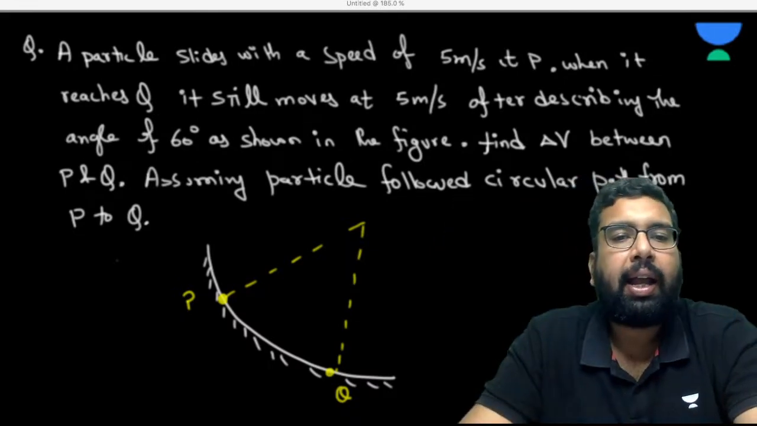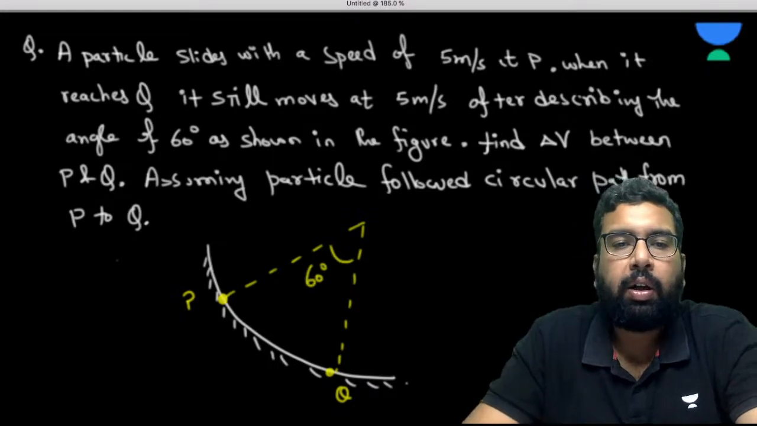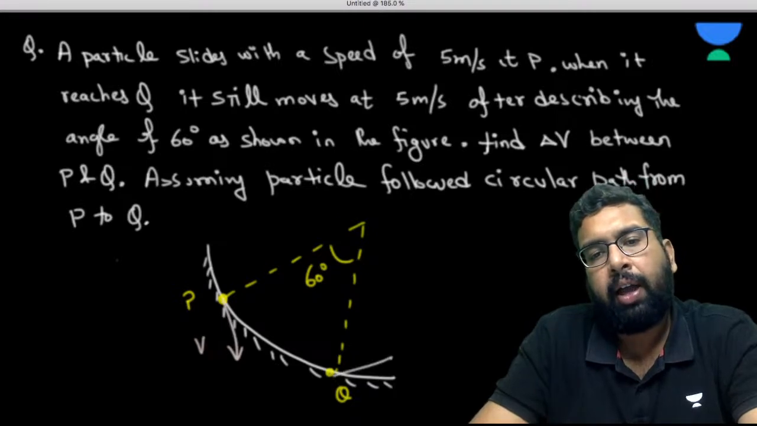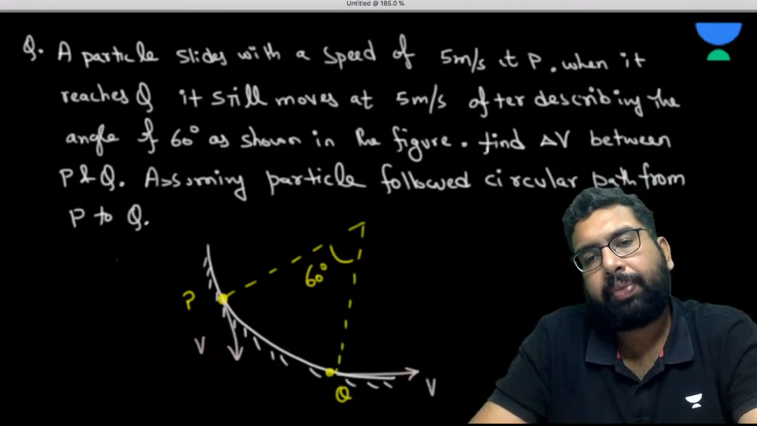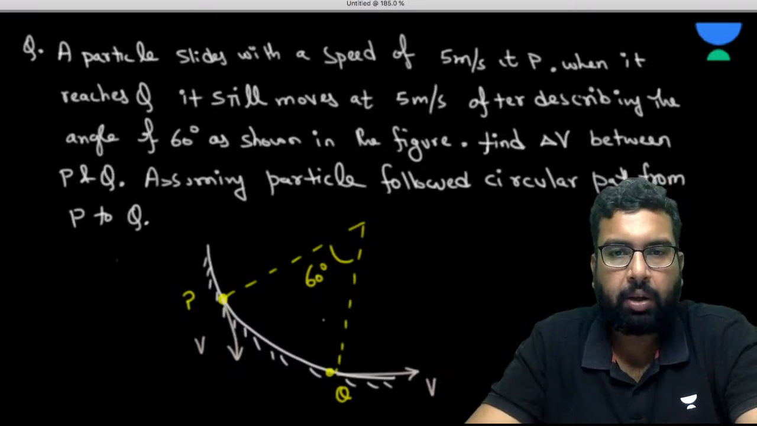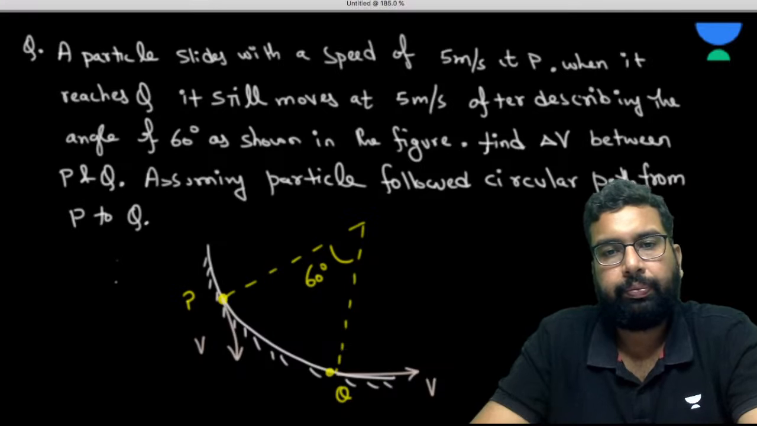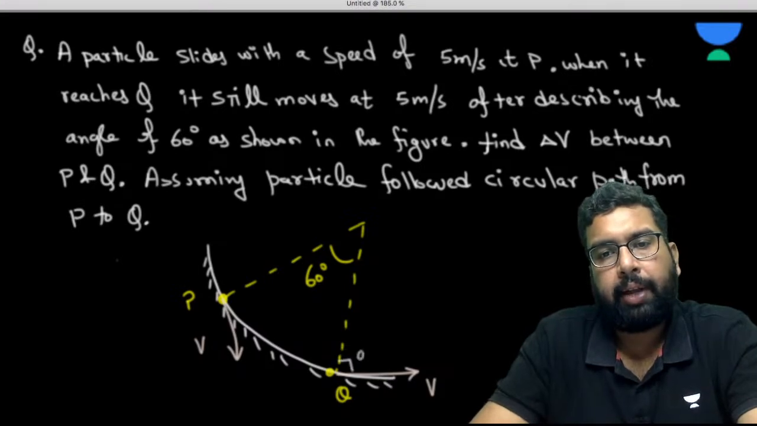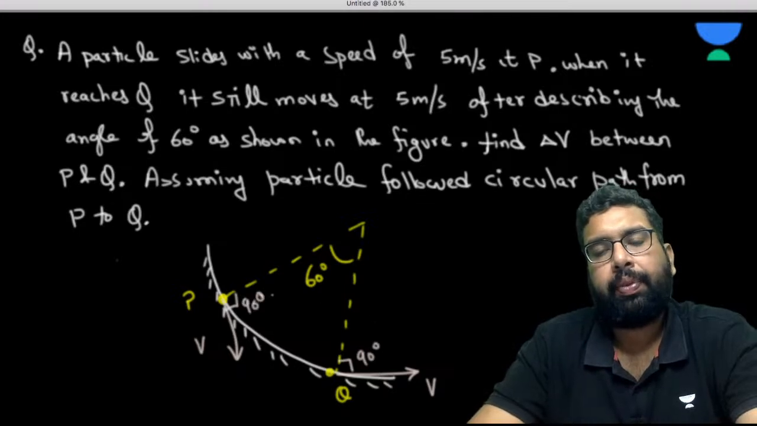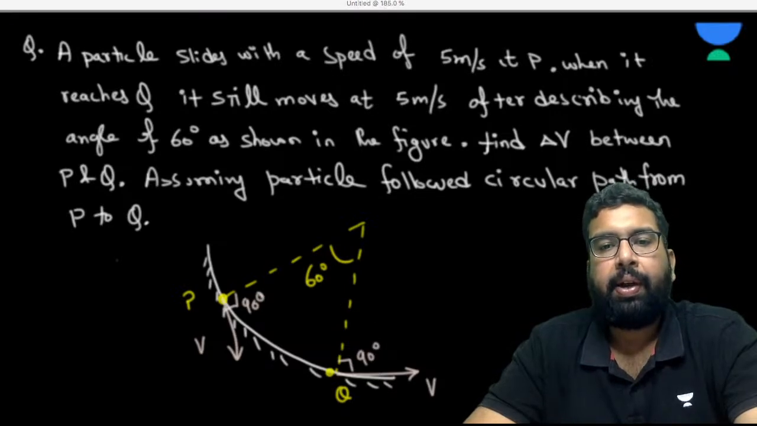So here the angle between P and Q is given to be 60 degree, and here it is the velocity vector, and here it is the velocity vector. Okay, now please try to solve this question. I'm very sure we can do it. This is 90 degree. This is also 90 degree. Please solve it. Let's see if we can do it or not.